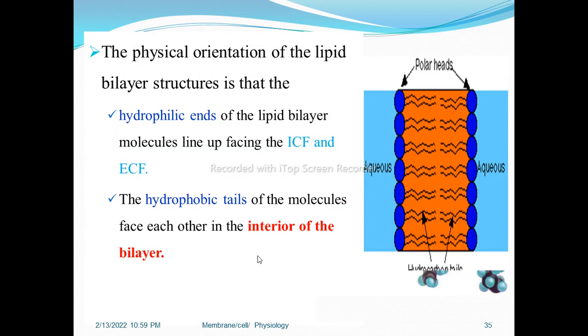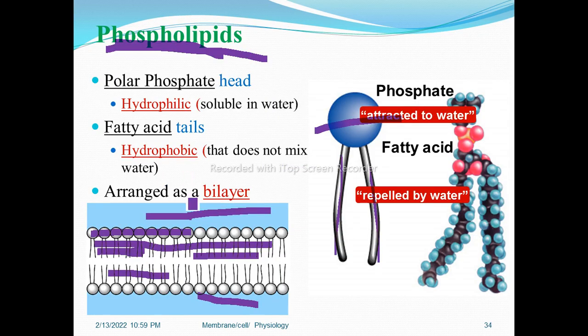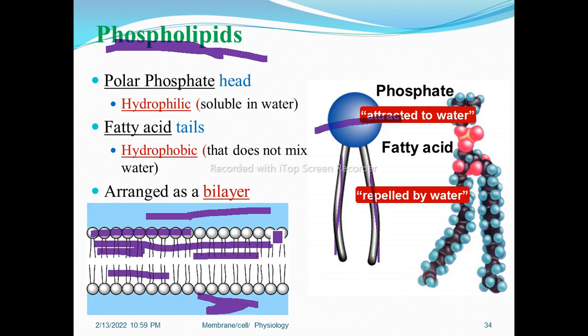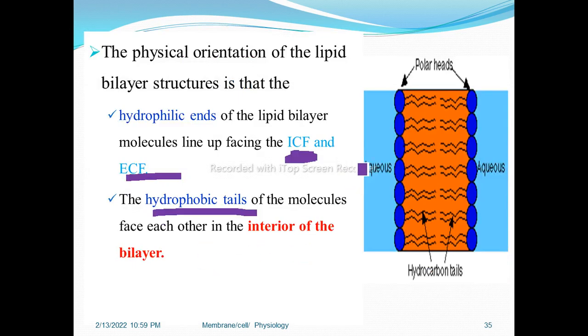And having this concept, the physical orientation of the lipid bilayer structure is that the hydrophilic ends of the lipid bilayer molecules line up facing intracellular fluid and extracellular fluid. As I told you, this is the head, this is extracellular fluid, this is also the head, this is intracellular fluid. So the heads line intra and extracellular fluids, whereas the hydrophobic tails of the molecules face each other in the interior of the bilayer. So tails face each other, whereas the heads face extracellular and intracellular fluids. So this is aqueous, this is intracellular, this is extracellular, these are polar heads, whereas these are tails.